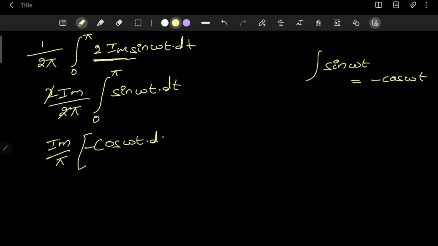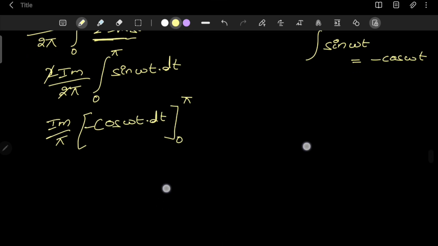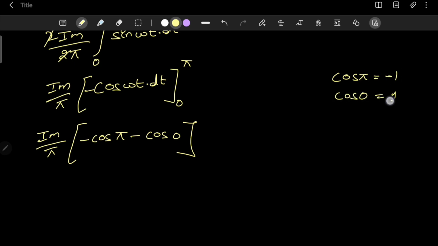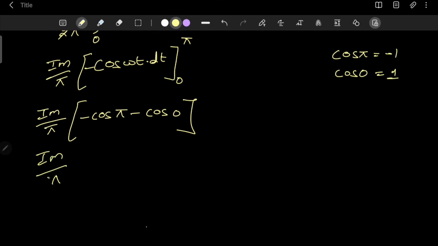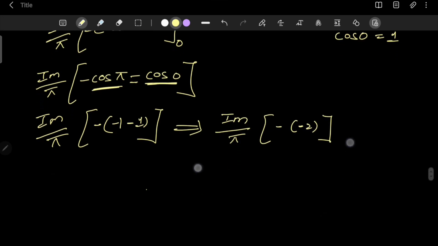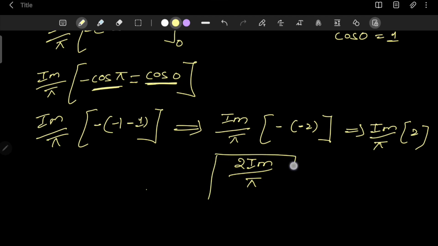So substitute the limits in cos omega t. That is Im by pi into minus of cos pi minus cos 0. As we know, the value of cos pi is equal to minus 1, and cos 0 is equal to 1. Substitute those values: Im by pi, minus of minus 1 minus 1. So minus 1 minus 1 is minus 2, and minus into minus gives plus, so Im by pi into 2. That is 2 Im by pi. So this is the average value for the bridge rectifier.